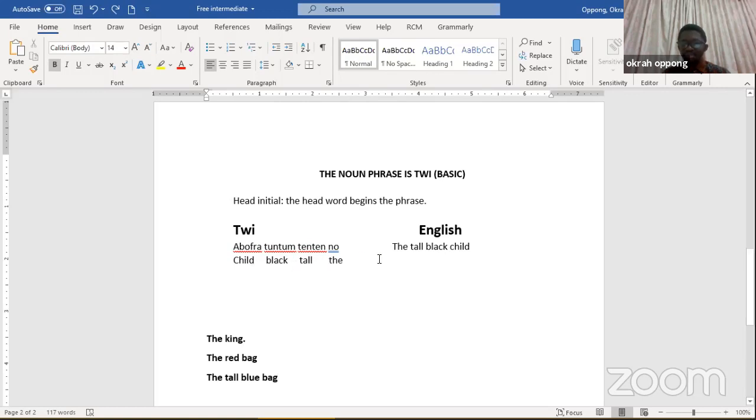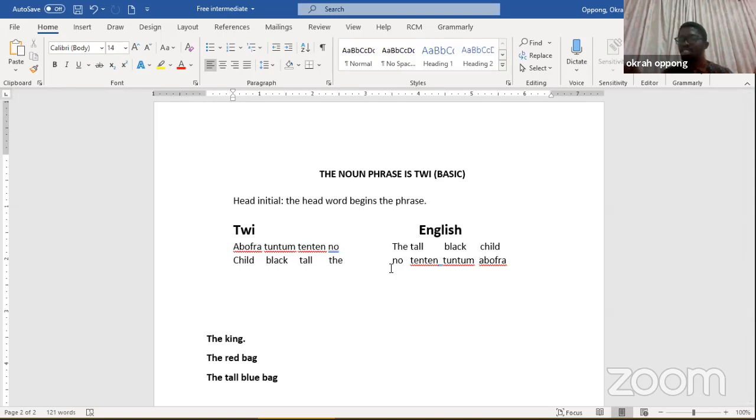So let me give the English translation. So you have no, tintin, tuntum, abofra. This is what happens if you don't know the structure of Twi. You've done the beginner class and you have the vocabulary, you know the meaning of the, tall, black, and child, and you want to construct a sentence to refer to a certain child who is black and tall. You might say no tintin tuntum abofra, because you'll be using the English paradigm, the English structure.